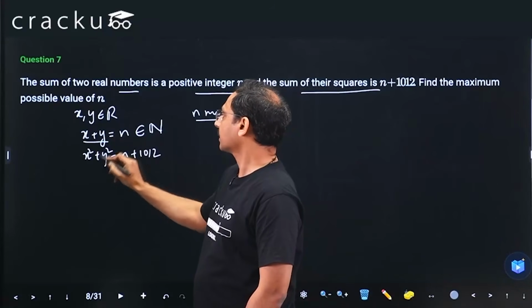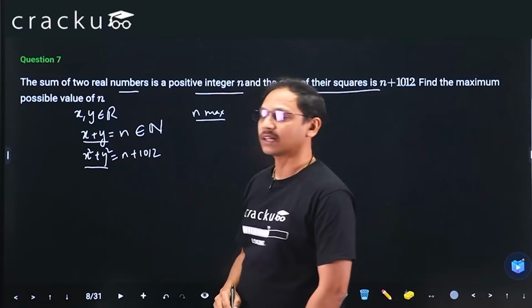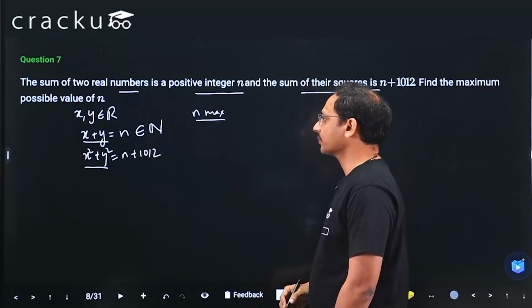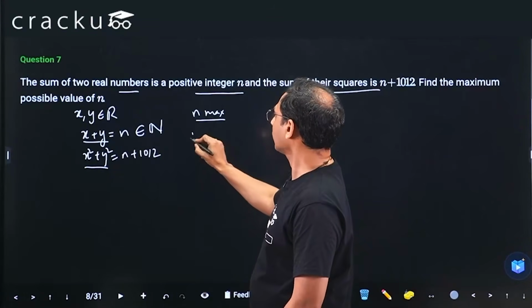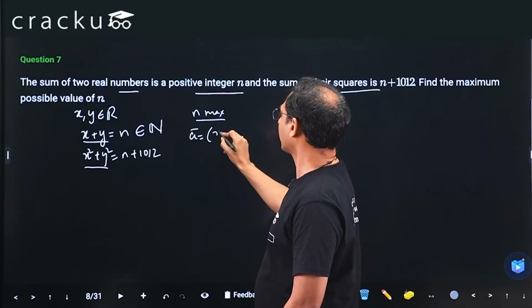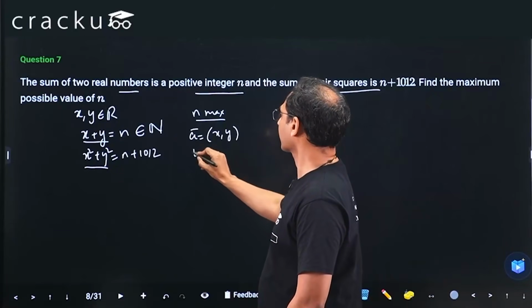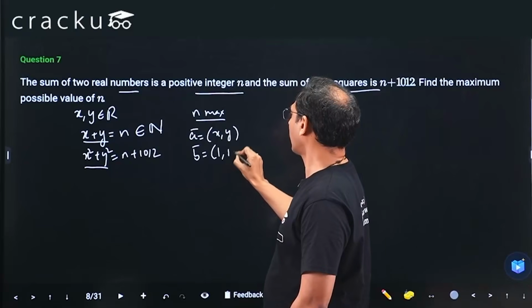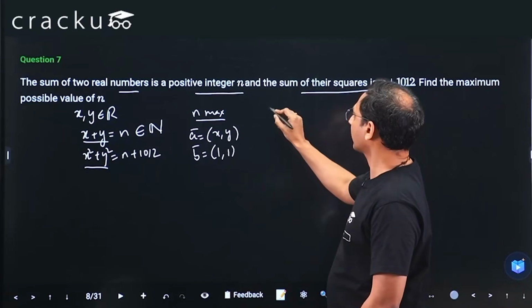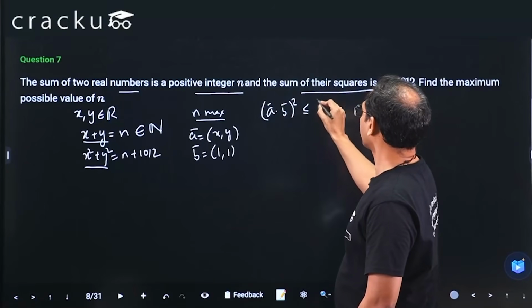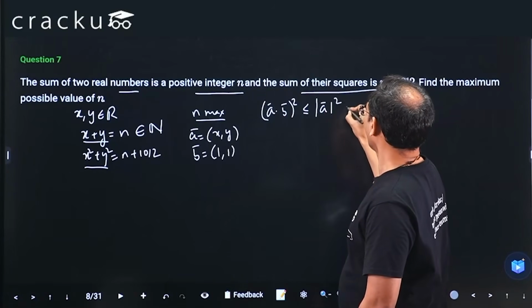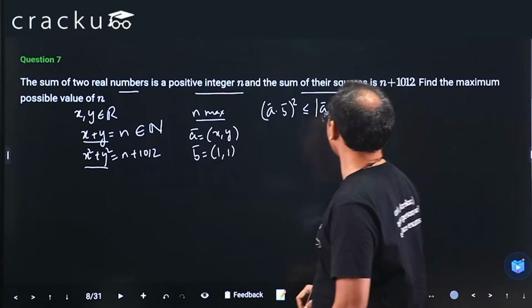Now look at the structure. From x plus y and x square plus y square, we have to eliminate x and y. So we'll use Cauchy-Schwarz inequality. I'll take two vectors. One vector is x and y. Another vector is 1, 1. Apply Cauchy-Schwarz inequality. A bar dot b bar whole square is less than or equal to mod a bar square into mod b bar square.